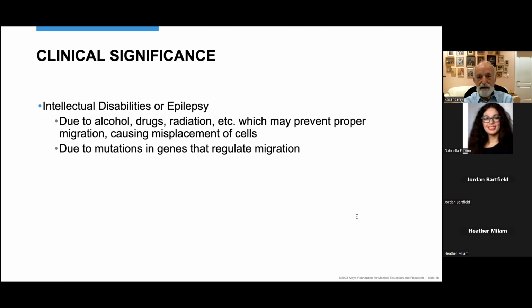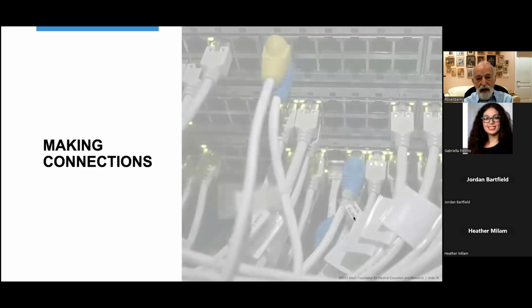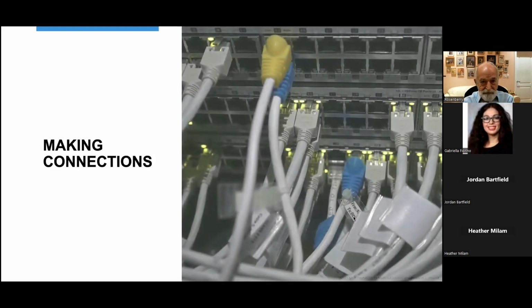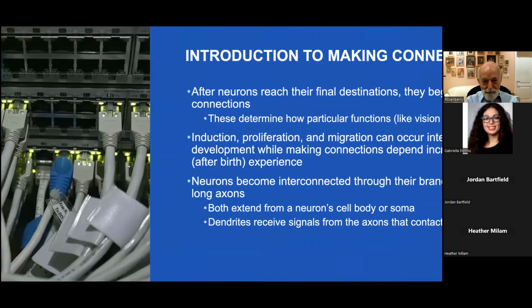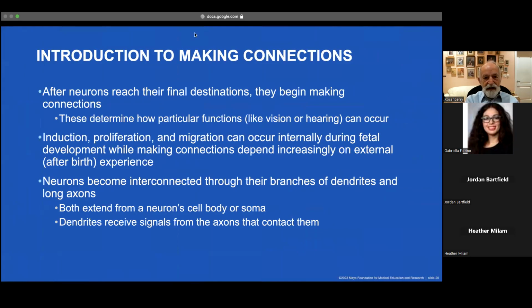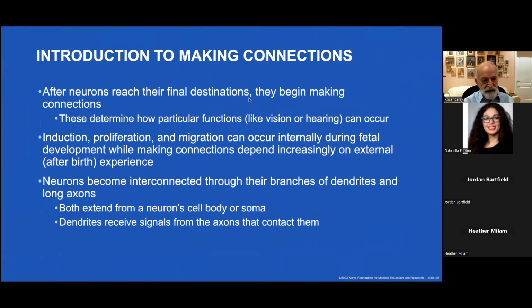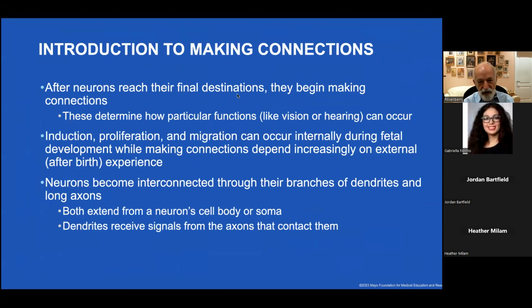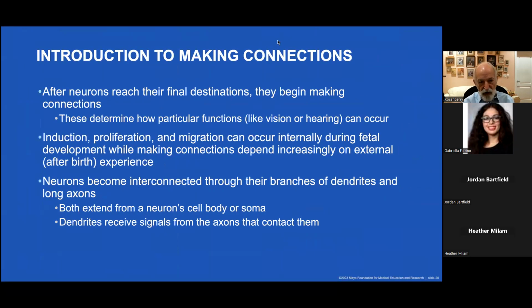Next slide. Making connections. After neurons reach their final destination, they begin making connections. These determine how particular functions like vision or hearing can occur. Induction, proliferation, and migration can occur internally during fetal development, while making connections depend increasingly on external afterbirth experience.